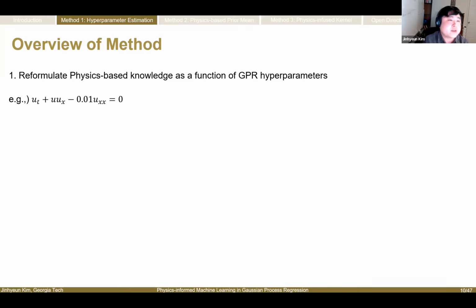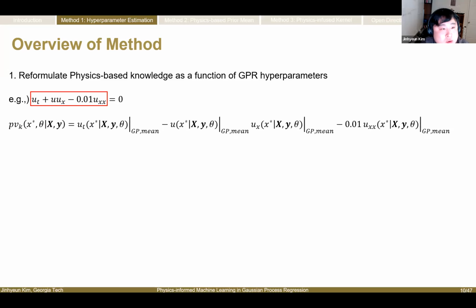Let's say we are given Burgers' equation as an equality constraint. Then we can model this red box by considering the GP mean function, because u_t also follows a GP, and we have the closed-form solution for the GP mean. And this red box should go to 0 for the whole domain. Ideally, we call it the physical violation, PV, which should be small at the test point x star.